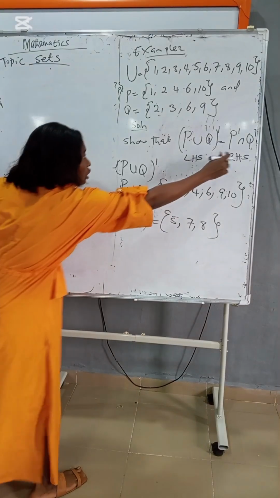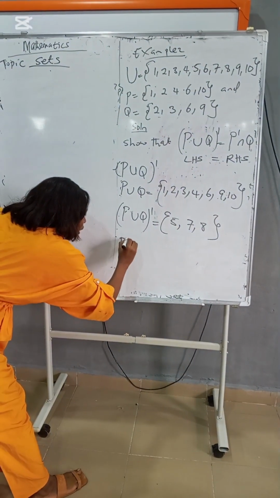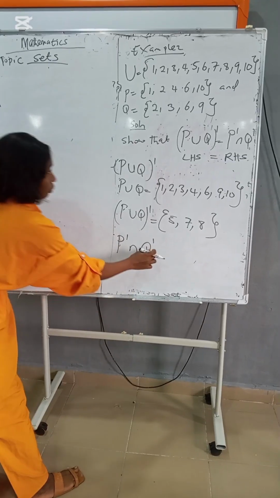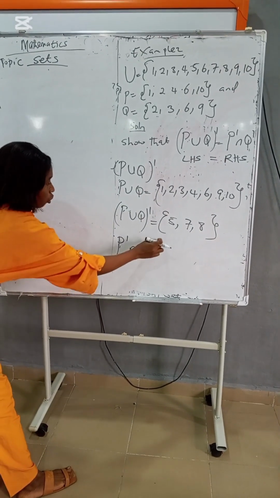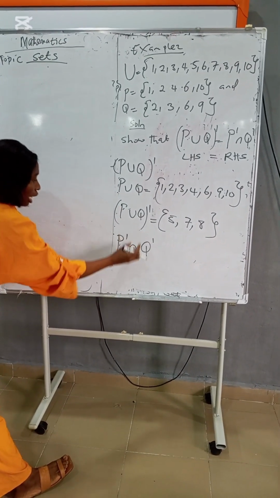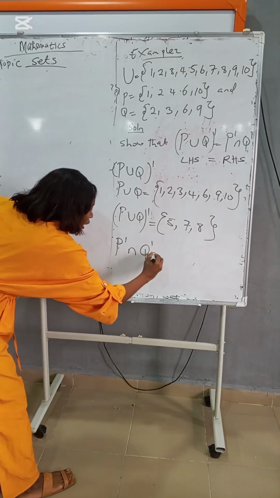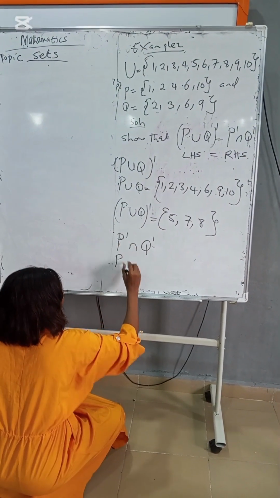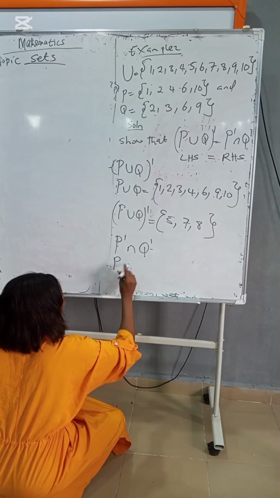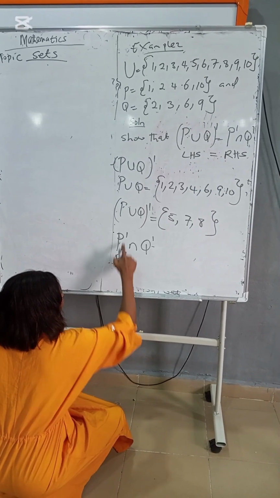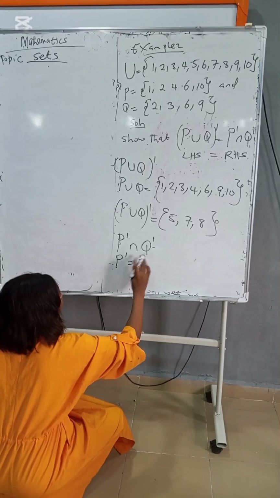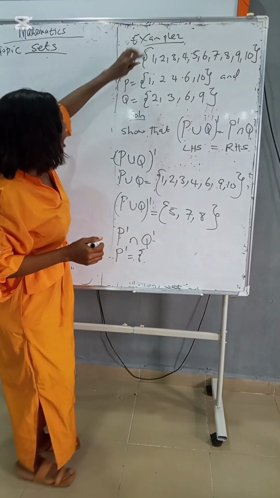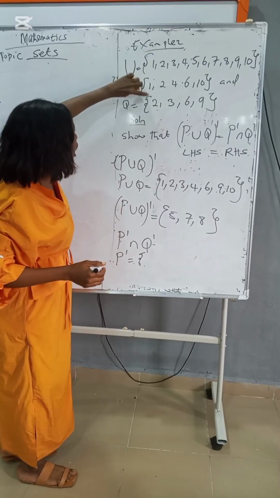Now we have solved the left-hand side. Now let's go for the right-hand side. We have P complement intersection Q complement. So now, first, we are going to solve for P complement. First, what is P complement? The P complement means elements that are in the universal set, but you cannot find in P.